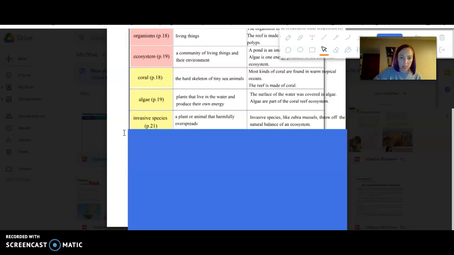Invasive species. I think I mentioned my dad is a landscaper, or was. He's retired. And he has all sorts of things to say about invasive species. So it's a plant or an animal that harmfully overspreads. So it's not native to a place. It didn't start there way back when. People brought it over and it kind of took over. So, invasive species like zebra mussels show up in lakes in Minnesota, throw off the natural balance of an ecosystem.